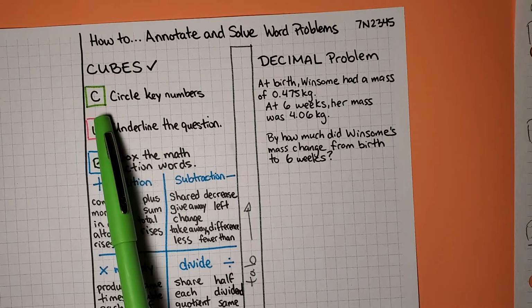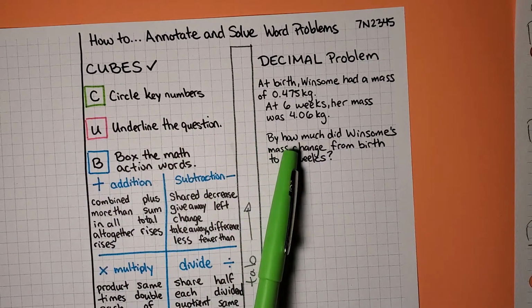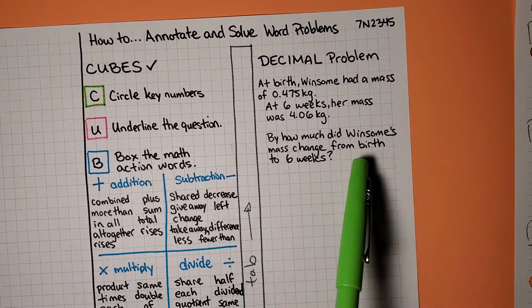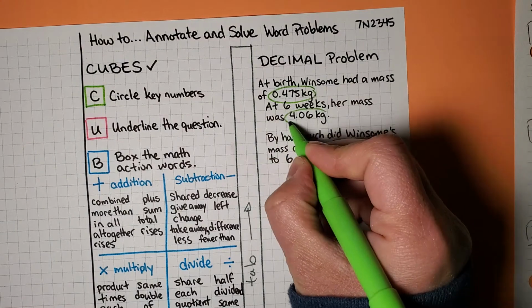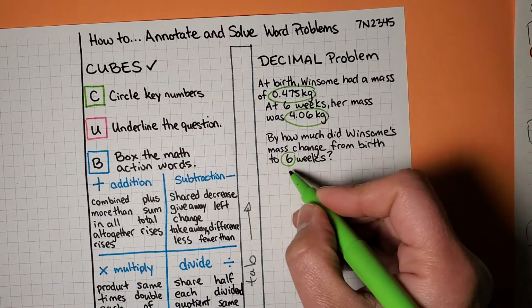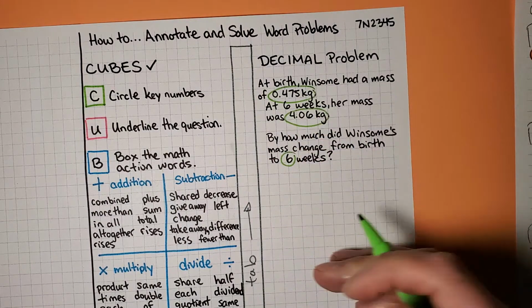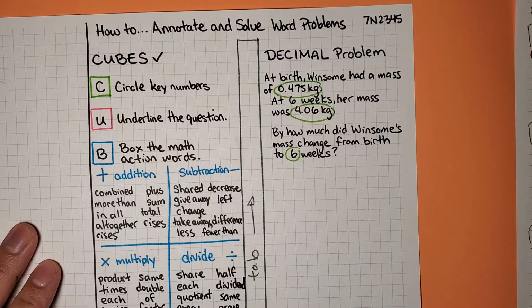First step, circle key numbers. Well, we're looking for the mass, right? How much it changed. So we're going to look at the different masses. Circle these numbers. I'm not too sure if this number is important, but I might as well circle it anyways.